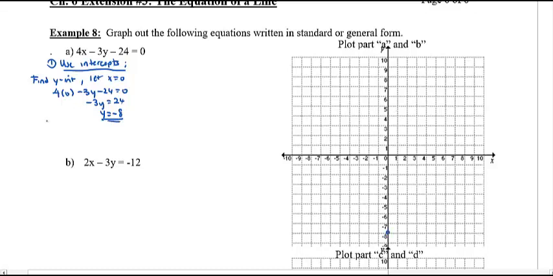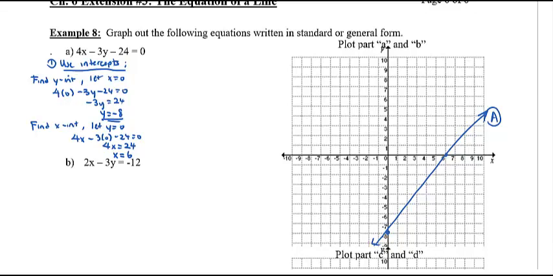Plot. I can also find the x-intercept, which you'll need. Do this by letting y equal 0. So 4x minus 3 times 0 minus 24 equals 0. So 4x equals 24, and x equals 6. So here you go. And then, boom. There's your line.